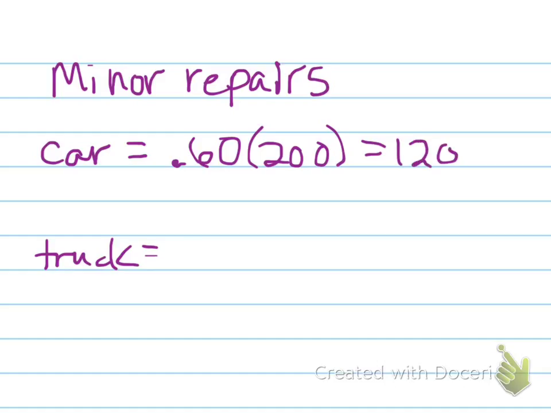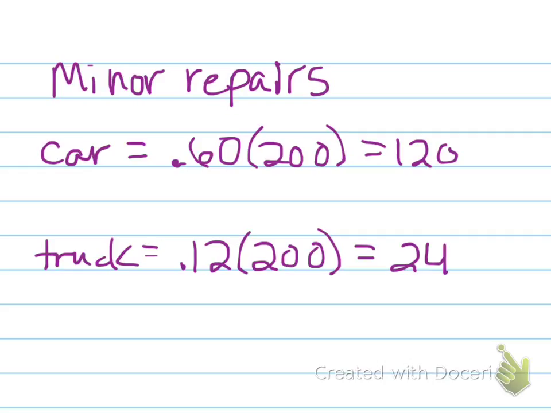We also need to do the same thing with the trucks. We know that minor truck repairs take up 12% of our business. So let's multiply 0.12 times 200 and see what we get there. That's going to give us about 24 repairs per month. This is good to know how many repairs there are. If we add that together, we have a total of 164 repairs that are minor.